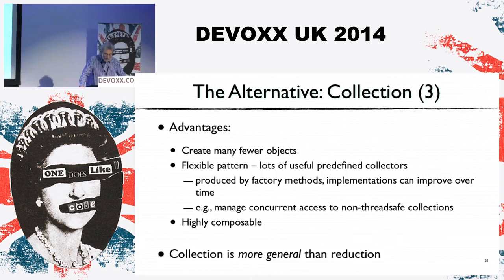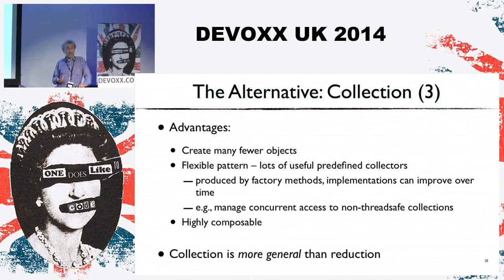And the advantage of this is, there are many advantages. You create many fewer objects. It's a very flexible pattern, and already there are lots of predefined collectors in the collector API. They're produced by factory methods, and the implementation of those can change over time as the library writers get to be more expert, and they learn better optimizations, and quite possibly they'll use new collections for them.